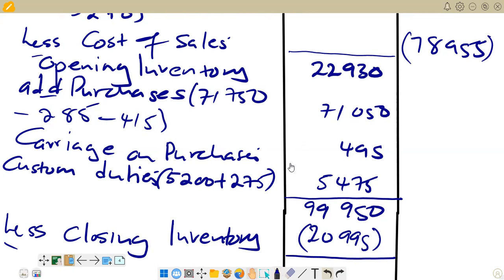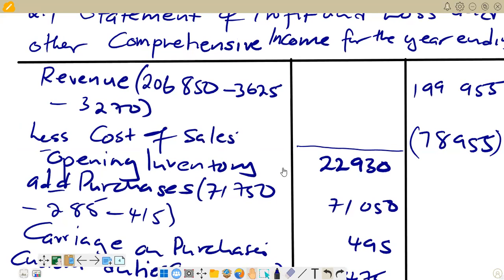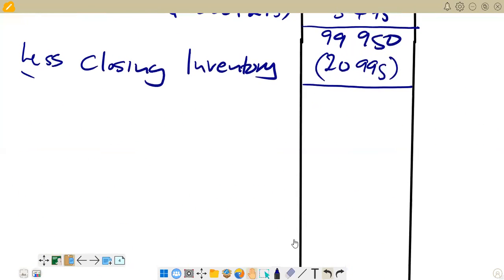So we now want to find the figure for gross profit. Basically the formula is revenue minus cost of sales. So our revenue is here, 199,955, subtract our cost of sales, 78,955. So let's try to calculate correctly there. We are supposed to get 121,000. So here we have got 121,000. And remember, the description that we have there is gross profit.